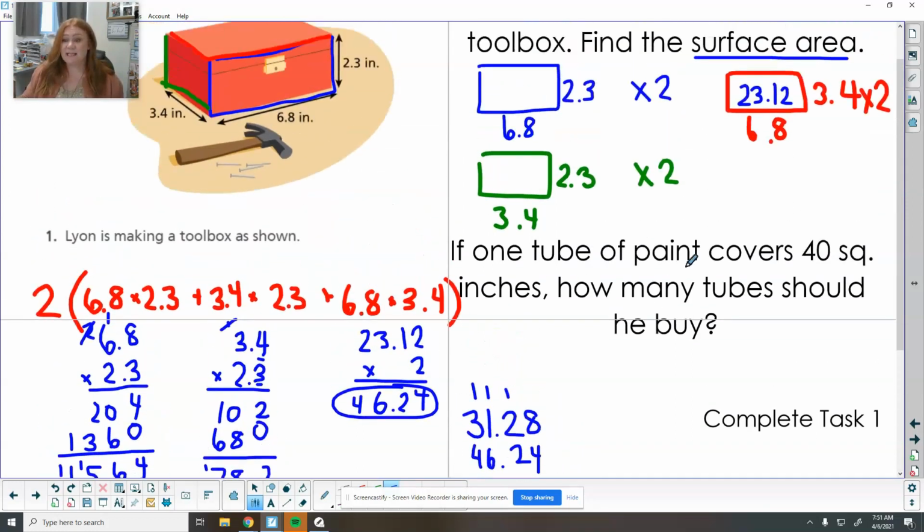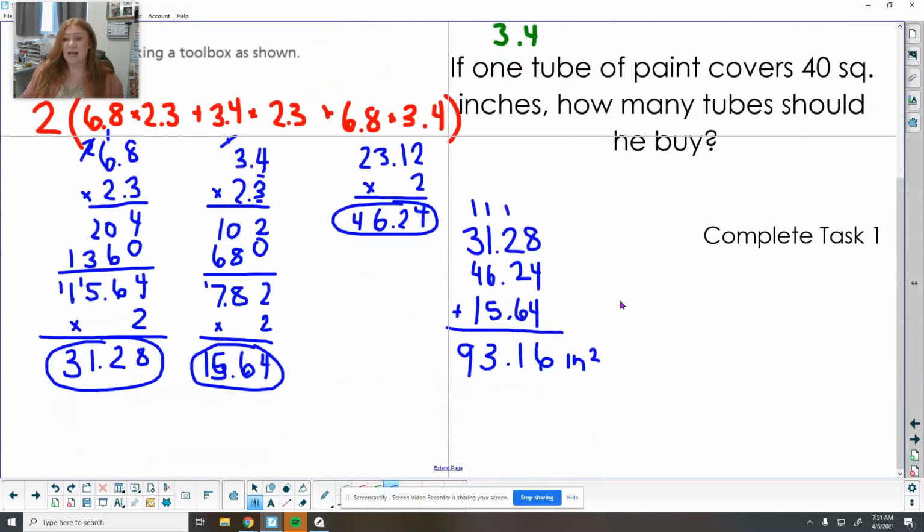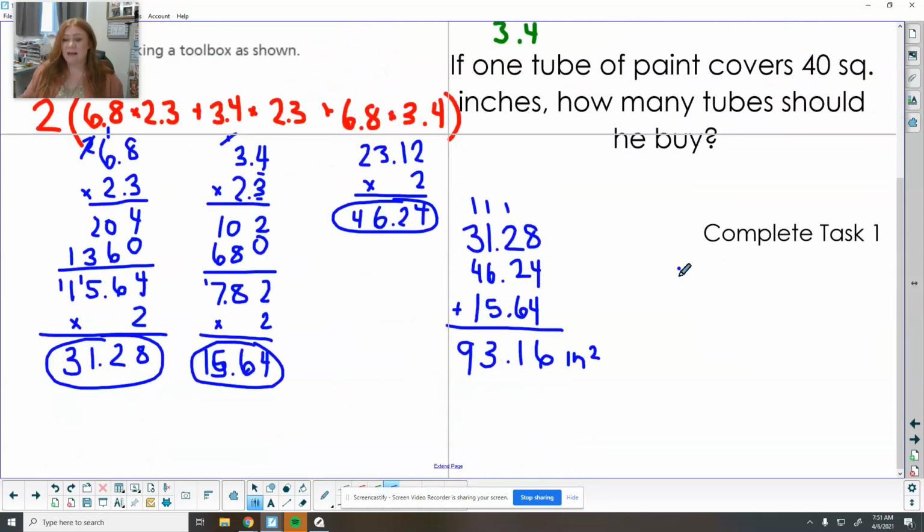So now it asks, if one tube of paint covers 40 square inches, how many tubes should he buy? So I'm just going to make myself a little chart here for tubes, and this is how much it covers. So one tube will cover 40. We can see that's not enough. If I have 2 tubes, 2 times 40 is 80.